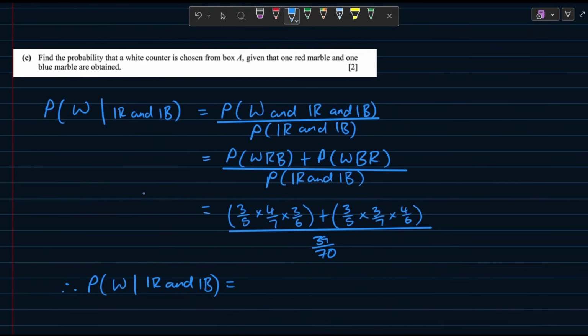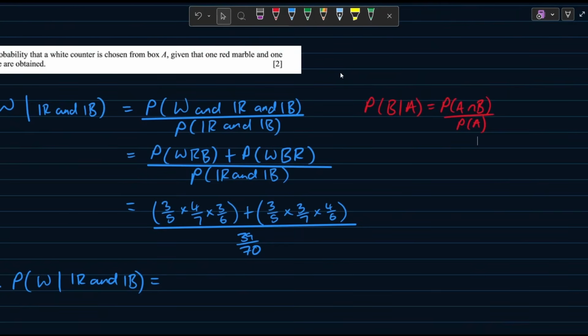By the way, the formula we used here is not provided in the MF19, and it says the probability of B given A is equal to the probability of A intersect B divided by the probability of A. So you have to memorize this formula for conditional probability.